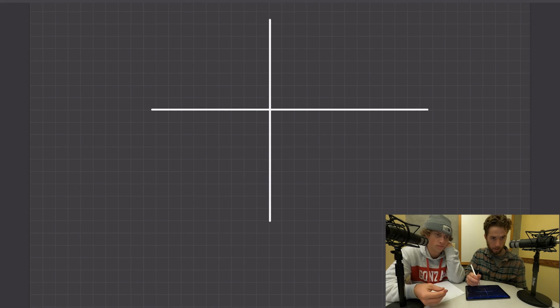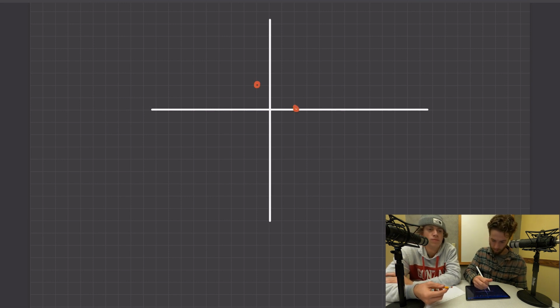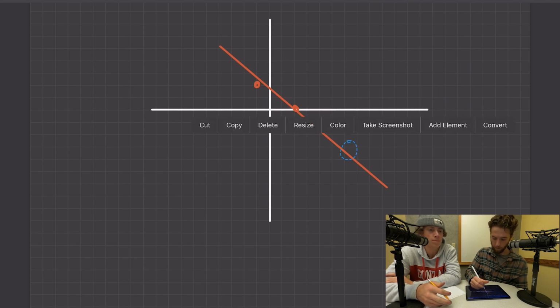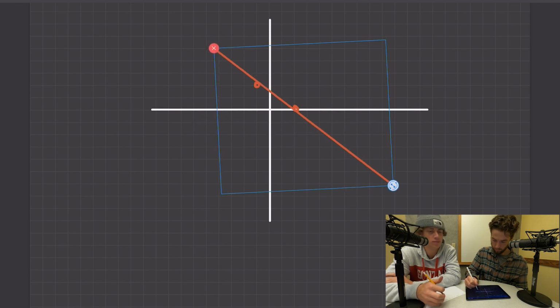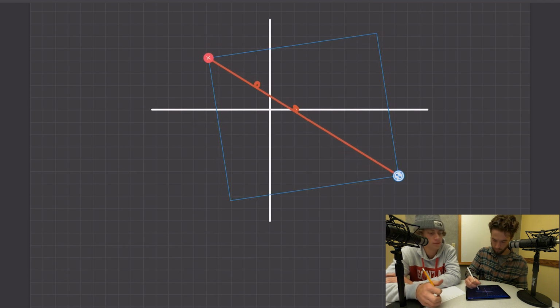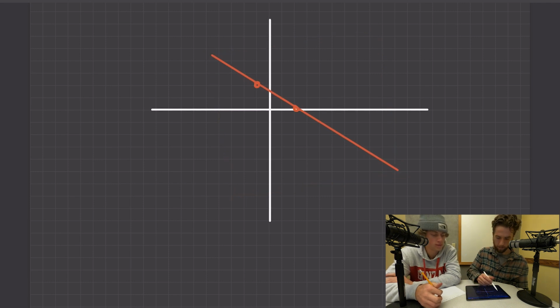So C to D, -1 comma 2, and then 2 comma 0. So the question is, how much does this rise or fall for every 1 unit it moves over? It goes up 2 and then over 3. I think you're right on point. I'm just making my line look a little nicer there. All right, so you said up 2, so I'm just going to start.